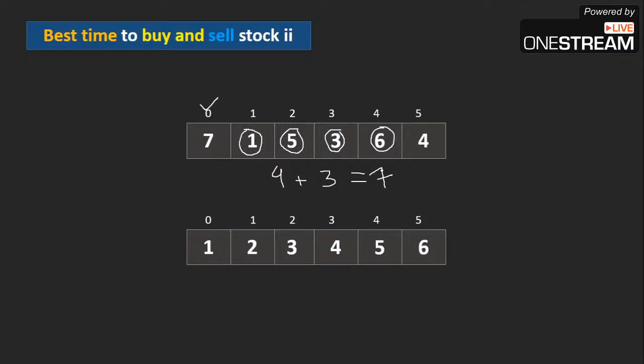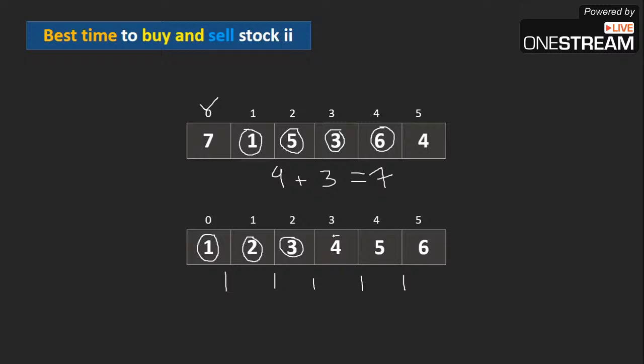For example, if we're given this array of integers, we know each integer represents the price of a stock. The price of stock at day 1 is 1. The price of stock at day 2 is 2, and so on. Now if we buy at price 1 and if we sell at price 2, we will have the profit 1. If we buy at 2 and sell at 3, we will have profit 1. If we buy at 3, sell at 4, profit 1. If we buy at 4, sell at 5, profit 1. And if we buy at 5 and sell at 6, profit 1.